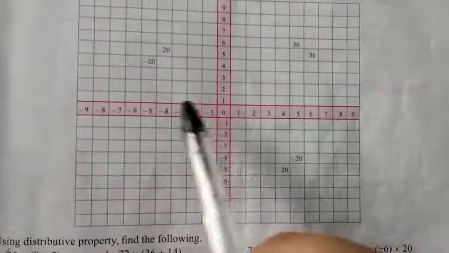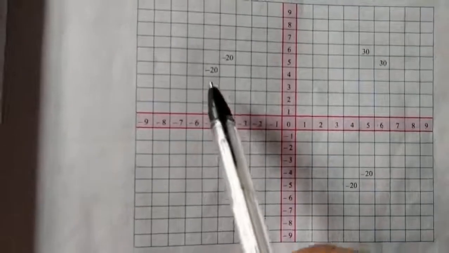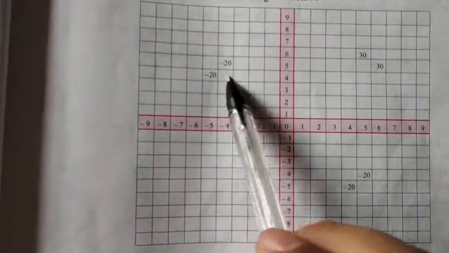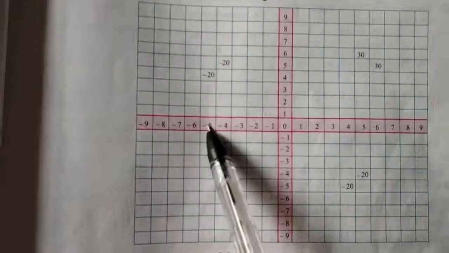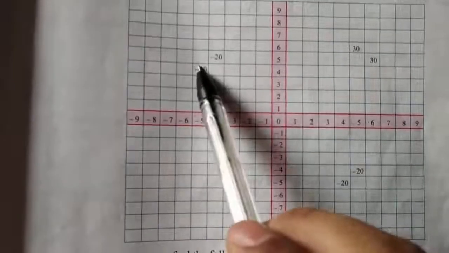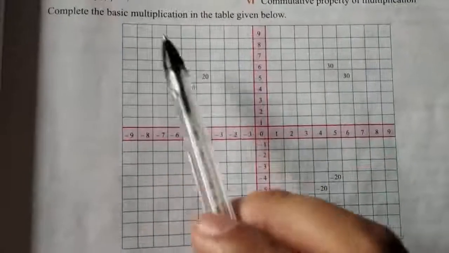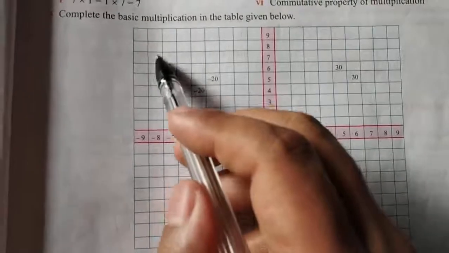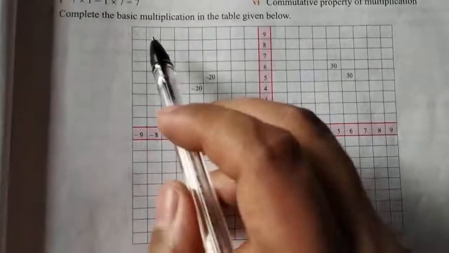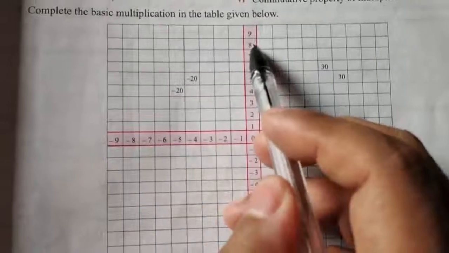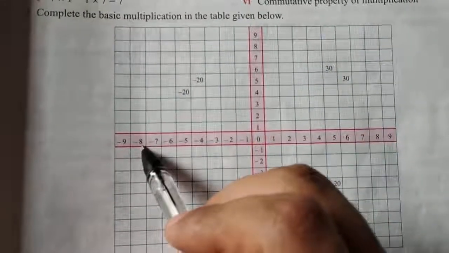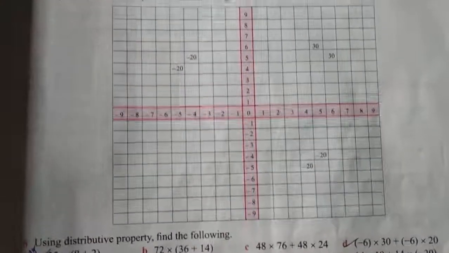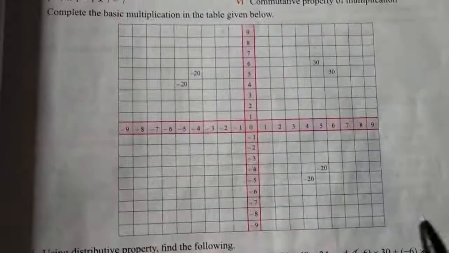Similarly here, for example, in negative sign, minus 20: vertically minus 5, and horizontally it is 4, so minus 5 into 4 is minus 20. So in this way, whichever block you are taking, suppose you are taking this block, vertically you have to see it is minus 8, horizontally it is also 8, so 8 into minus 8 is minus 64, and then you have to write the answer here. So in this way you have to solve this multiplication table.